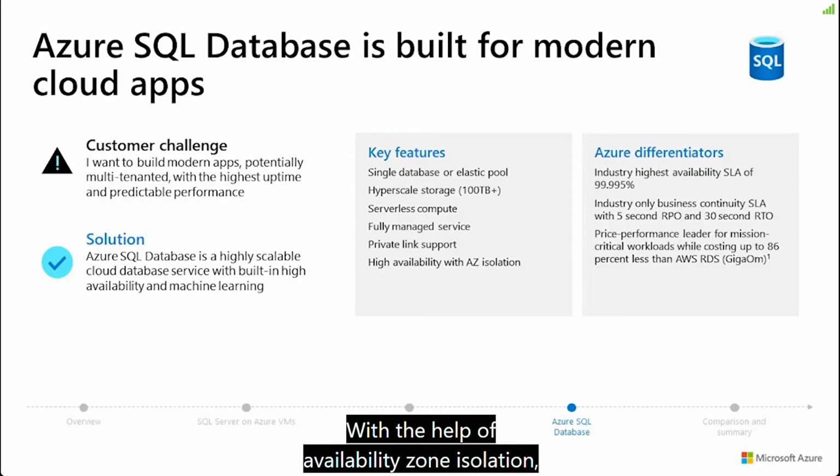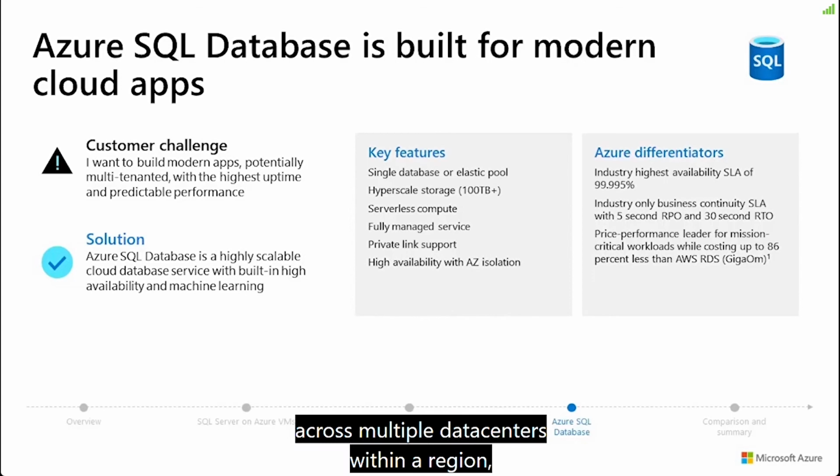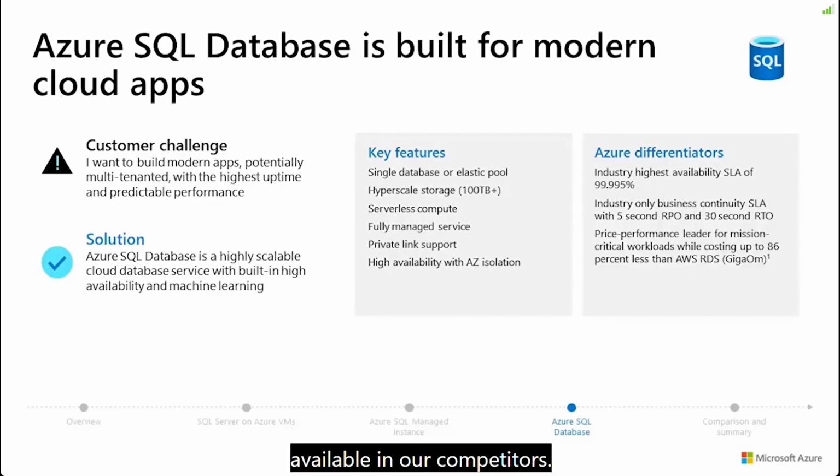With the help of availability zone isolation, which basically means you can be deployed across multiple data centers within a region, that protects you against failover even one more level. We're going to be able to get the highest SLA in Azure SQL Database of all our SQL offerings in Azure, as well as the industry highest offerings available in our competitors.